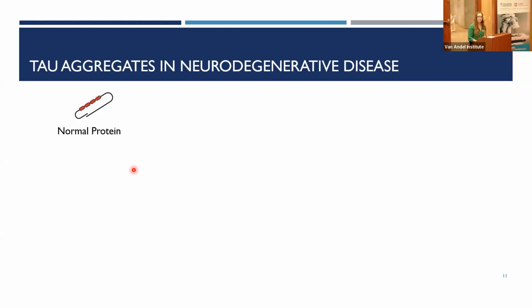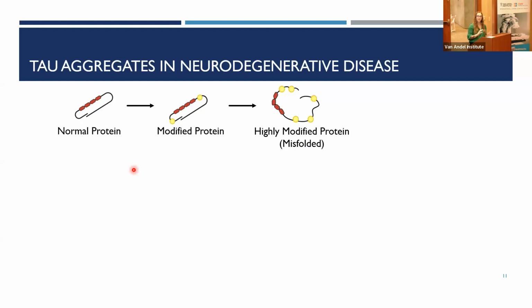And normally in the cell, this protein can become modified. I'm showing that by these little yellow dots. And you can think of the modification similar to if you're following a recipe and you add seasonings or spices to it, right? And it can help your recipe come together. It helps the protein keep its shape and function well. But what happens in disease is that the protein gets too many of these modifications. So you way oversalt your food and it's no longer edible. I know we've all made that mistake.